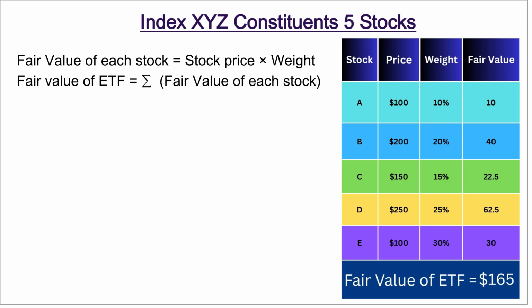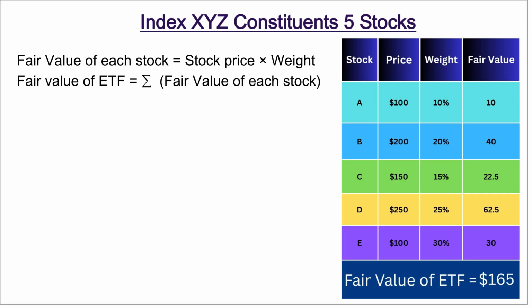For C, the fair value is 22.5. For D, the fair value is 62.5. And for E, the fair value is 30. So if you add all these fair values of each individual stock, it comes to $165.